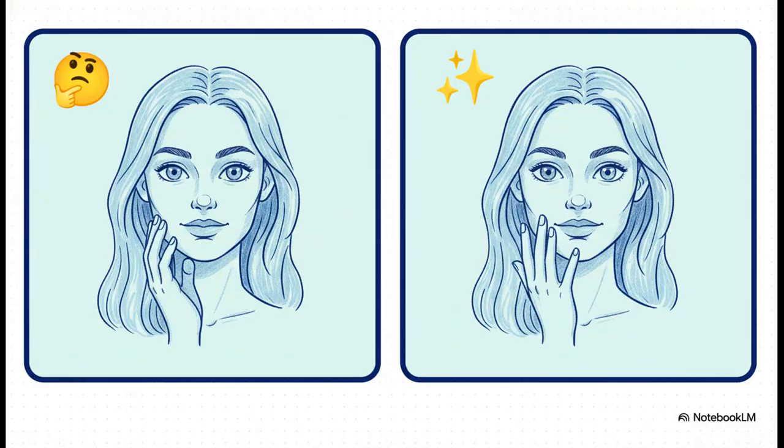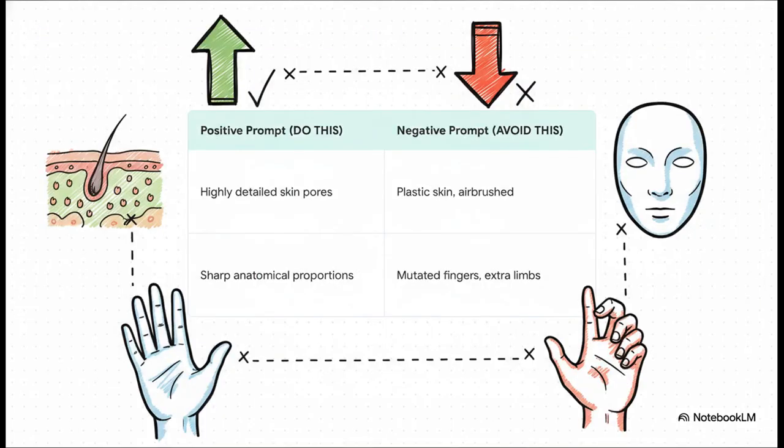So let's see this in action, because the difference between getting something that's close to what you want and something that is perfect often comes down to this one crucial step. It is all about precision. So, for example, if our positive prompt asks for highly detailed skin pores, our negative prompt will explicitly forbid plastic skin, airbrushed. If we want sharp anatomical proportions, we tell it no to mutated fingers, extra limbs. These commands act as guardrails, basically preventing the AI from veering off into those common, super frustrating errors.